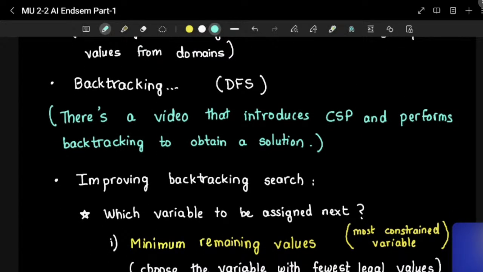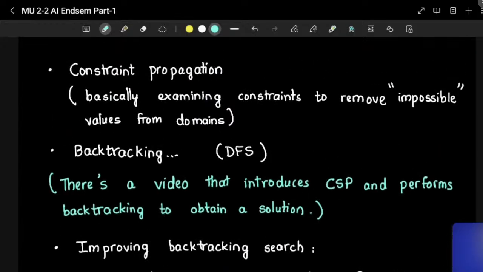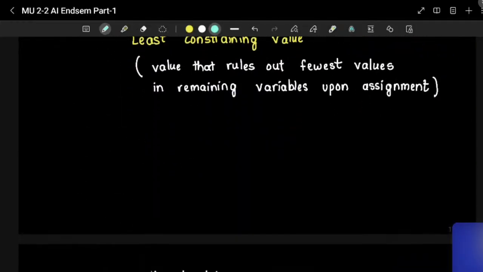The video is much simpler. You can see how backtracking is done. But that's just simple backtracking. There are ways to improve the backtracking search. Is there space anywhere? Okay.